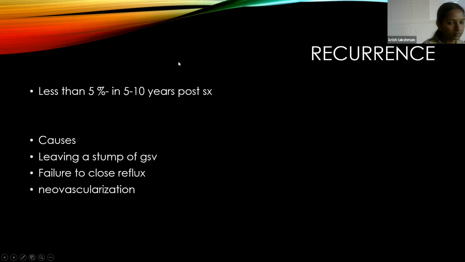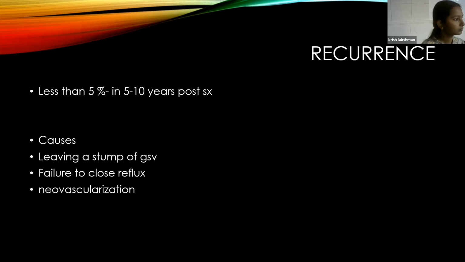Recurrence in open surgeries is less than 5% if the patient is followed for 5 to 10 years. The causes of recurrence are leaving a stump or grafts of the saphenous vein, failure to close the reflux, and neovascularization is one of the causes. If the recurrence rate is 5% at first, then over the next 10 years it is 5 to 10%.